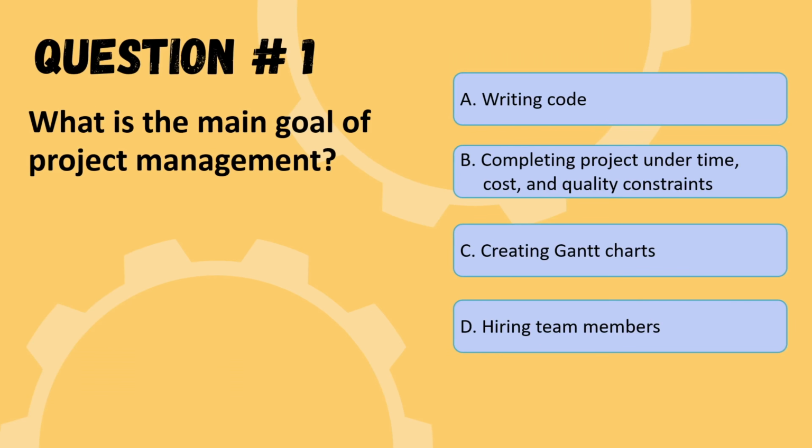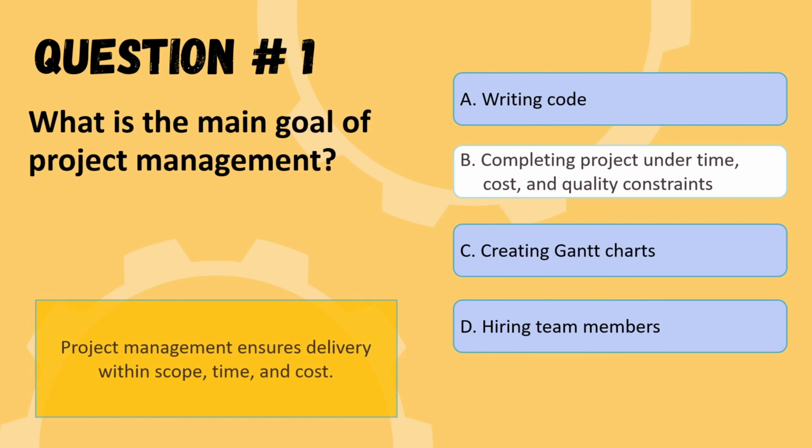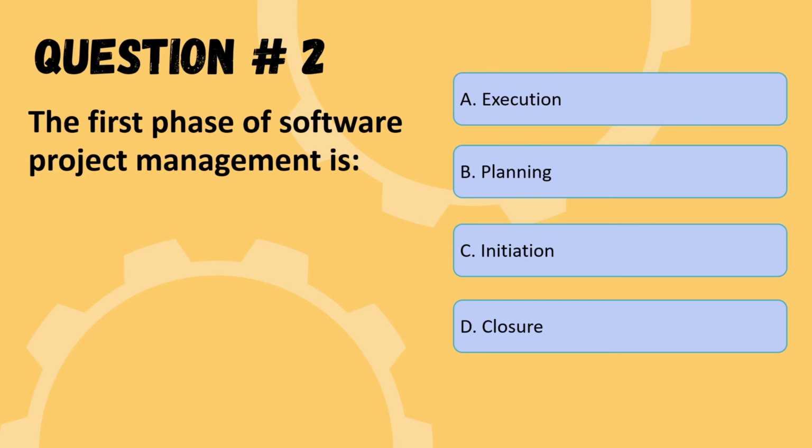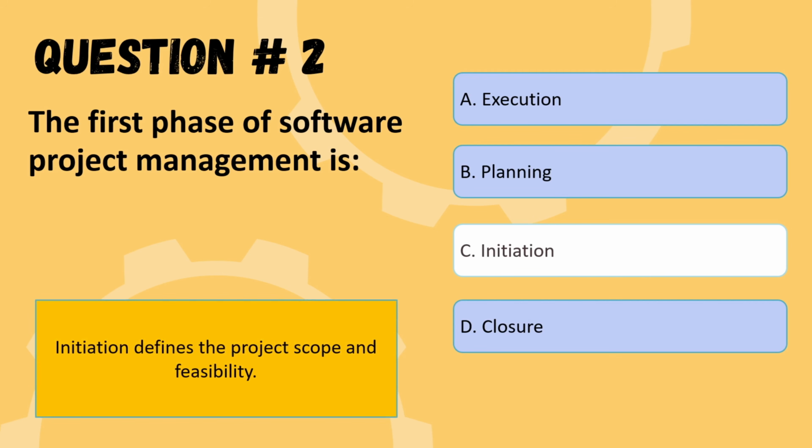Our first question is, what is the main goal of project management? Options are writing code, completing project under time, cost and quality constraints, creating Gantt chart, or hiring team members. The correct option is completing project under time, cost and quality constraints. Moving to the next question. The first phase of software project management is execution, planning, initiation or closure. The correct option is option C, initiation.